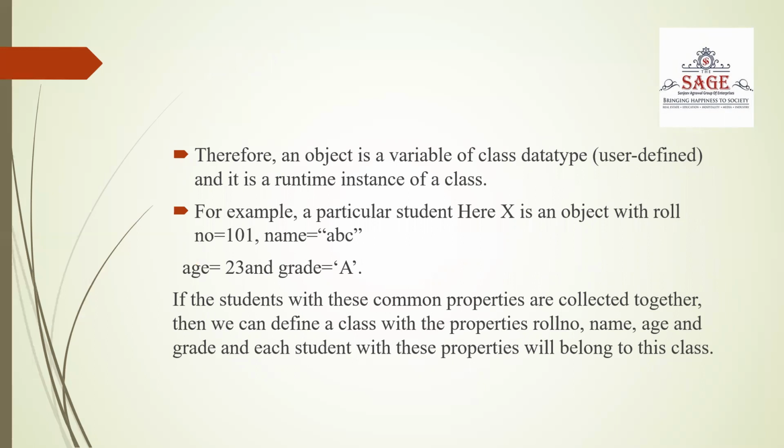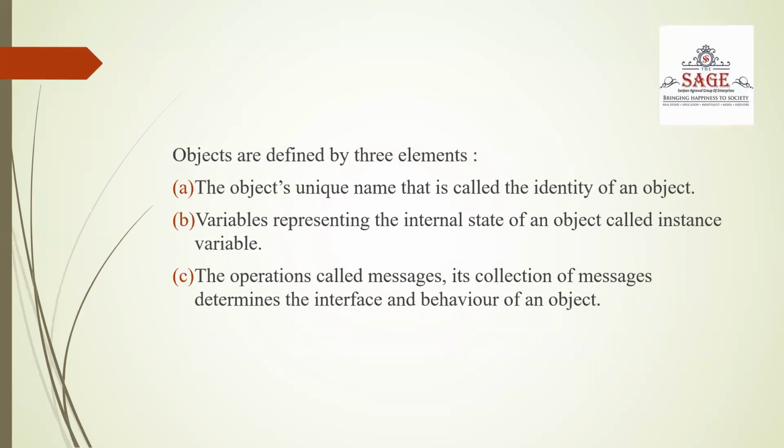For example, for a particular student, here X is an object with roll number 101, its name is ABC, age is 23 and a grade. If students with these common properties are collected together, then we define a class with these properties, that is roll number, his or her name, age, and grade. And each student with these properties will belong to this class.